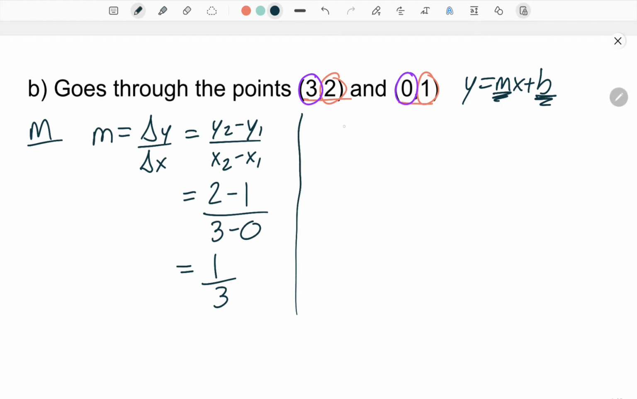All right, what about our b value, as in the y-intercept? Well, it's kind of hard to figure out right now because we don't have a graph. So how could we possibly know this? Well, what we do know is the point (0, 1) has x coordinate 0.